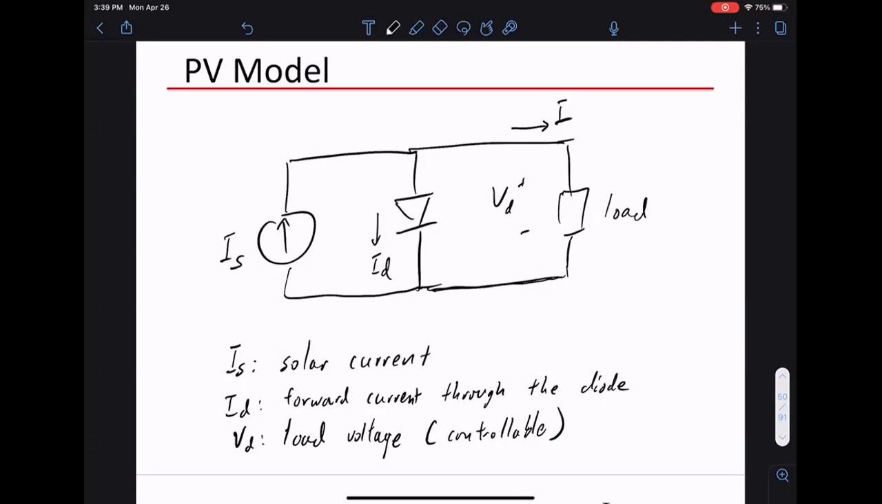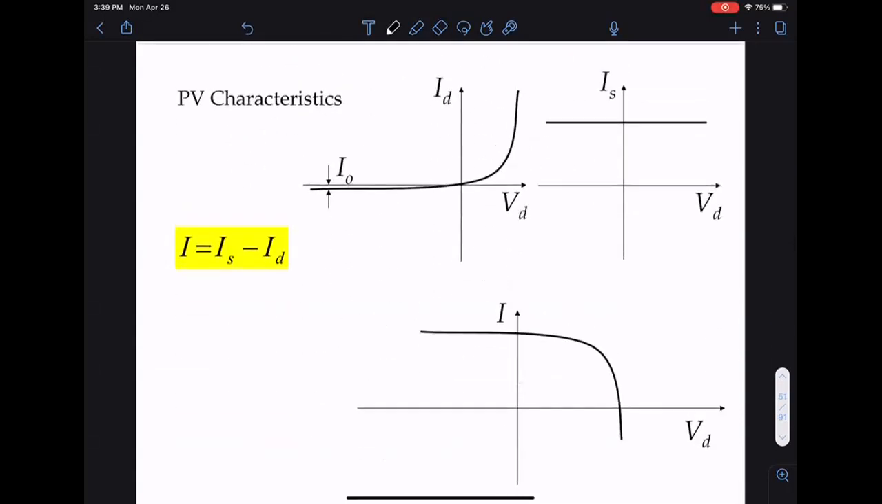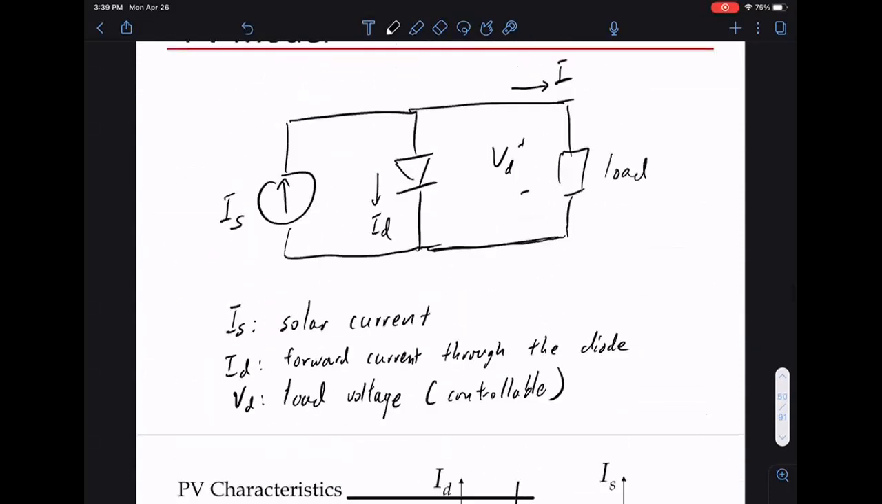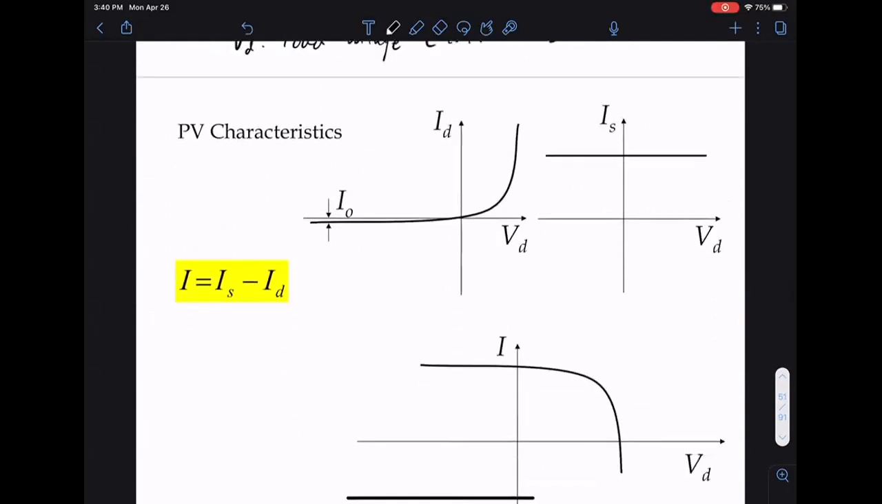If you look at the PV characteristics of this, what you really want is the following. At the load, your power is given by V times I. The power of your load is VD times the current you have. The goal is to understand how the power depends on the value of VD. If I change VD, how much power do I draw out of this? So if you look at the PV characteristics, this is a diode. This is a solar current.